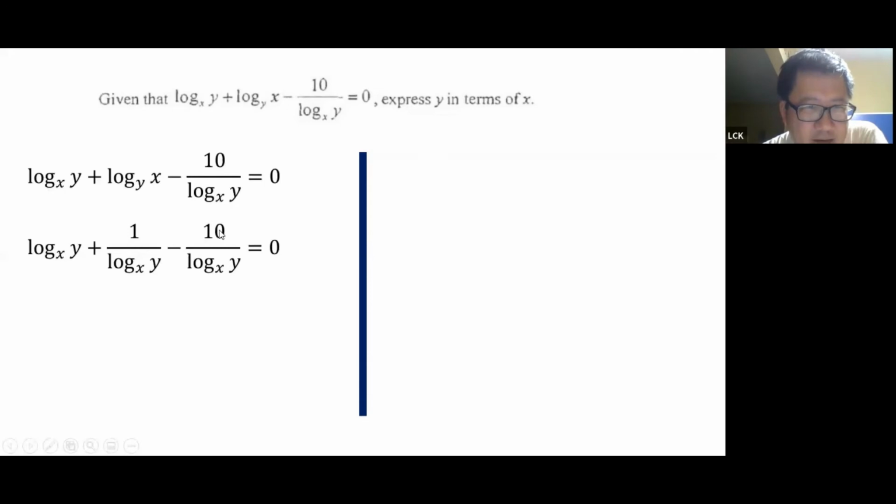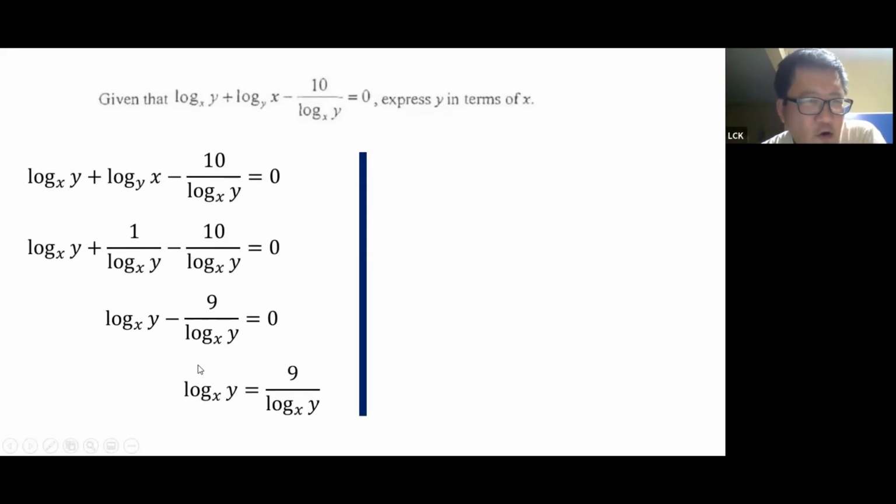So 1 minus 10. 1 here minus 10, your base is the same. 1 minus 10 is minus 9. So how did I get a minus 9? It's 1 minus 10, minus 9. All right, and of course, bring it over to the other side. So bring this whole thing over to the other side. You get log base x of y equals to 9 over log base x of y.